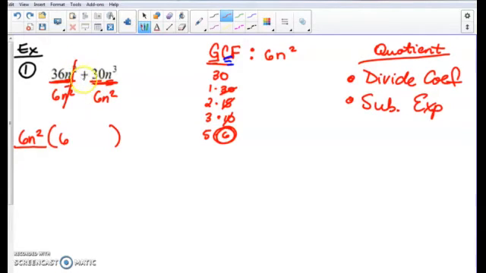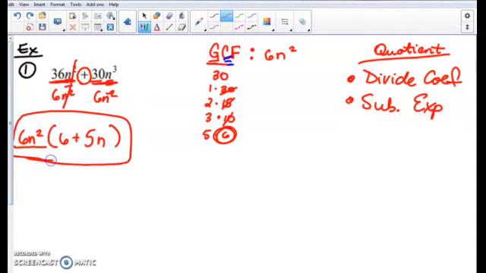Alright, now our plus sign drops down, so plus 30 divided by 6 is positive 5. And now, because we divided our coefficients, we subtract our exponents. So 3 minus the 2 is going to be 1, so just n. And that's our answer. So our polynomial factored by GCF is 6n squared times 6 plus 5n.